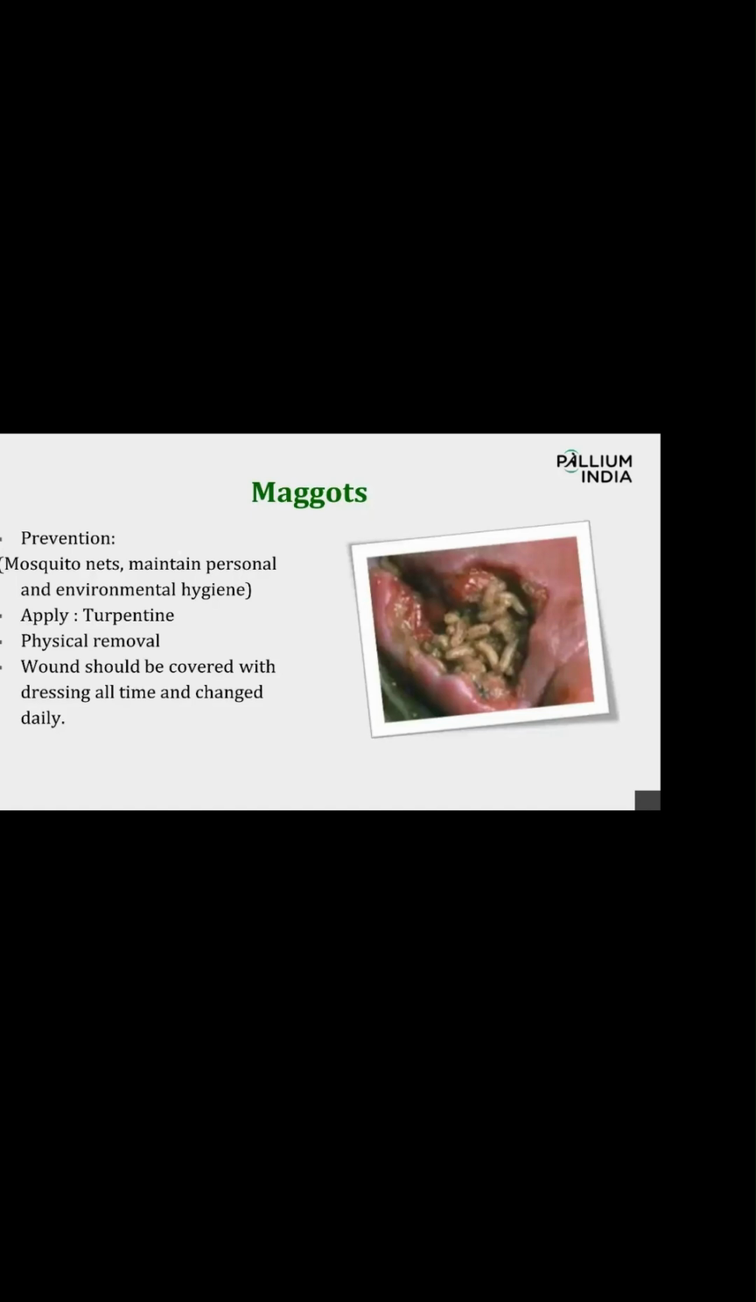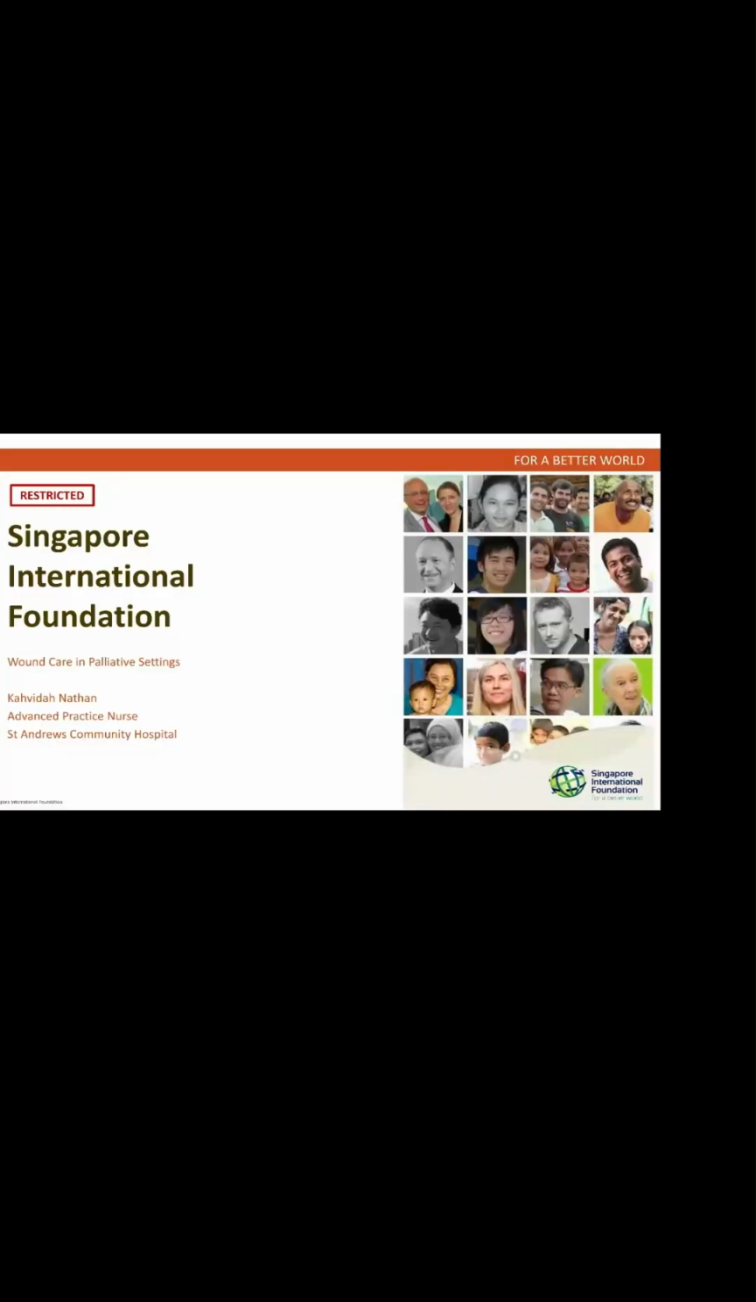Today we have seen what a fungating ulcer is, what a Marjolin ulcer is, what problems they may face, how we should treat them, and how we should give proper dressing. We have also seen what maggots are and how we need to control them. Okay. Any doubts till now?